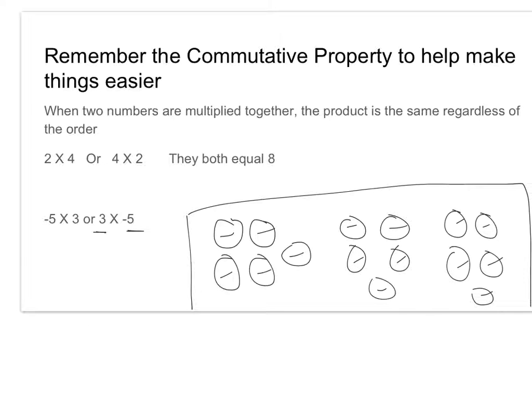As you looked at this first one, negative 5 times 3, I changed it to 3 times negative 5 to help you understand it a little bit more. So using the commutative property, I showed you why multiplying numbers with different signs is negative. I'm not going to show you a dividing example.